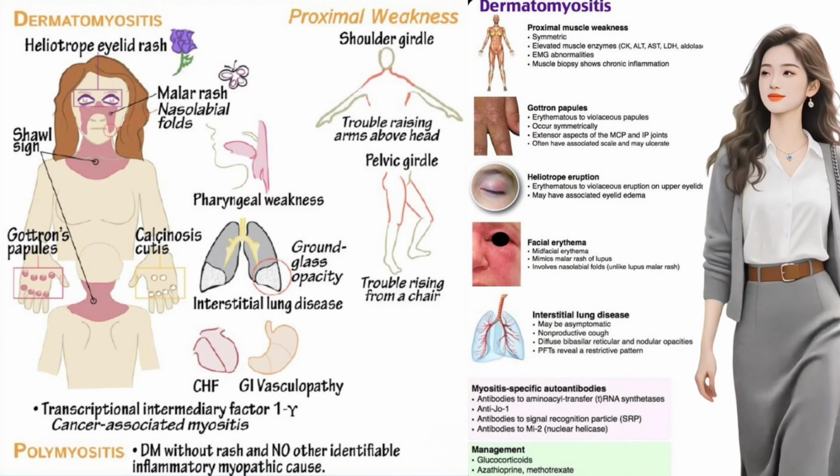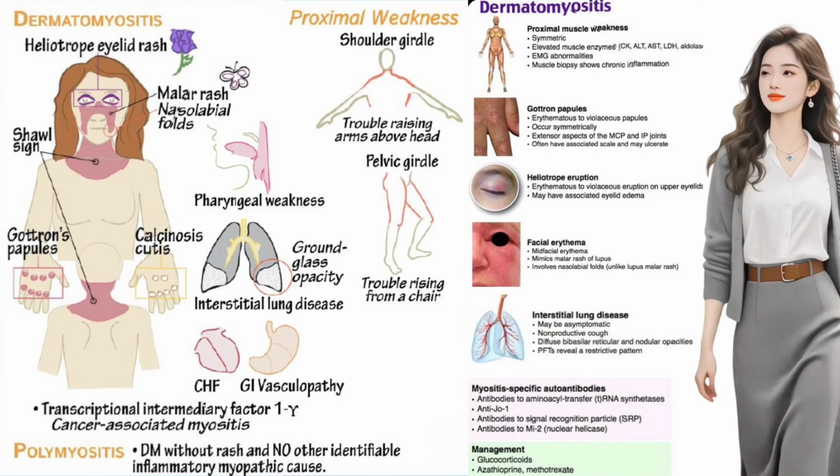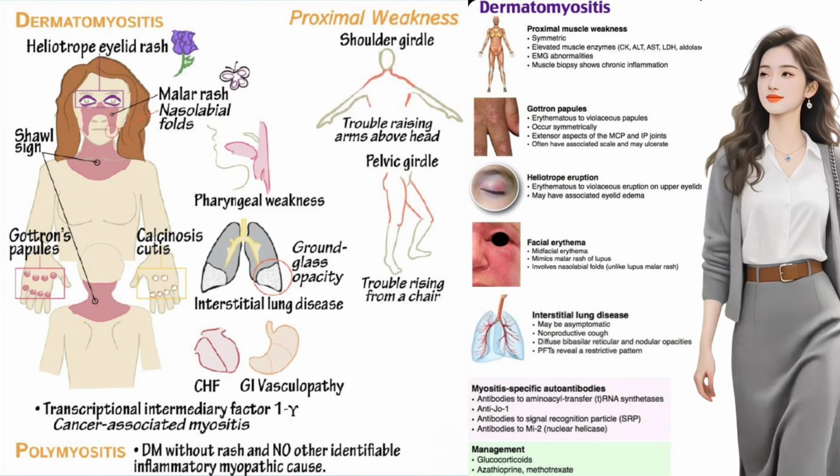In dermatomyositis, look for a heliotrope rash, a purplish discoloration around the eyelids. Also, Gottron's papules, reddish scaly bumps over the knuckles. There may be a shawl sign or V sign over sun-exposed areas. These rashes are often the first clue.